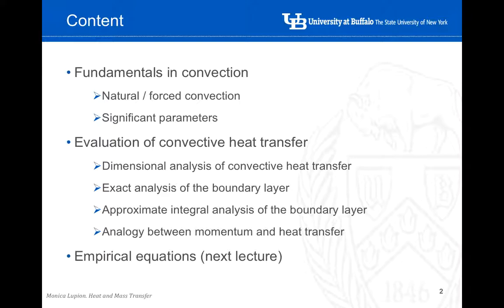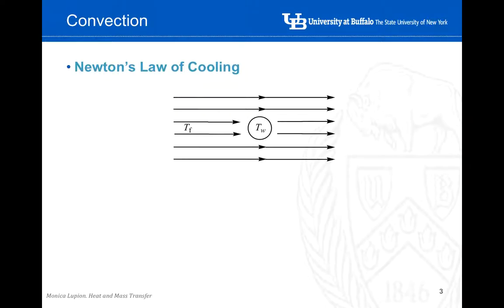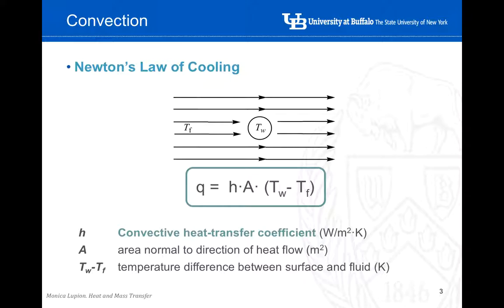In addition to these 4 different methods to calculate the convective heat transfer coefficient, we will see in the next lecture that we can also use different empirical equations to make an estimation of the H value. If you remember from the first lecture when we defined the fundamentals of heat transfer, we described Newton's law of cooling, which is expressed by this equation here. The heat rate is equal to the convective heat transfer coefficient times the area times the difference between the surface and the fluid that is surrounding this body.